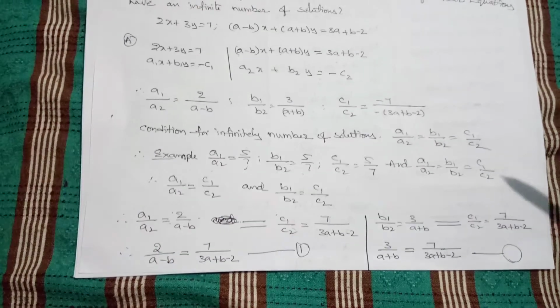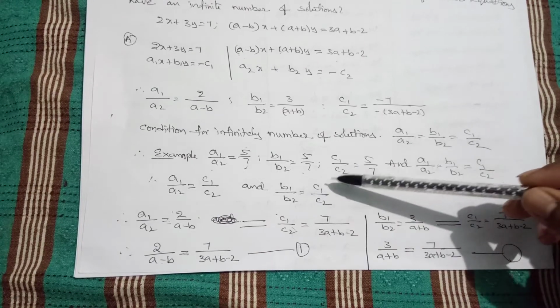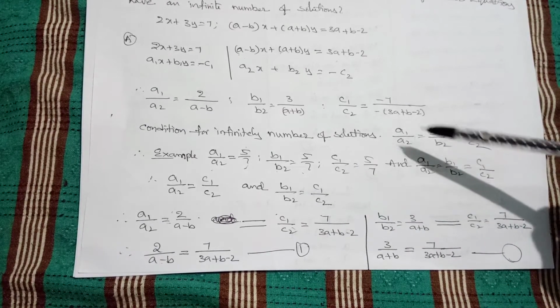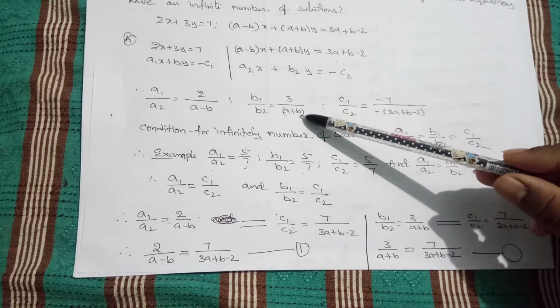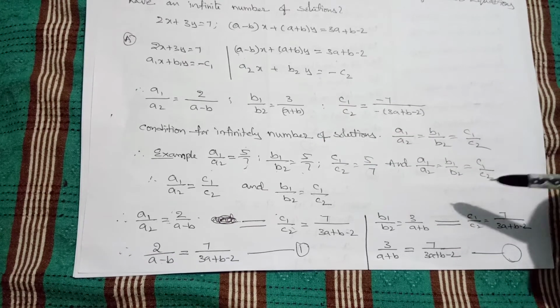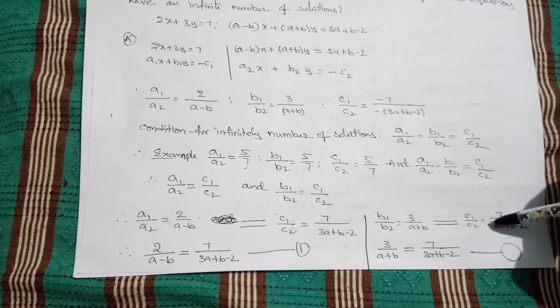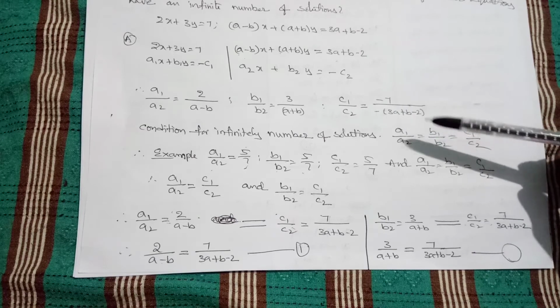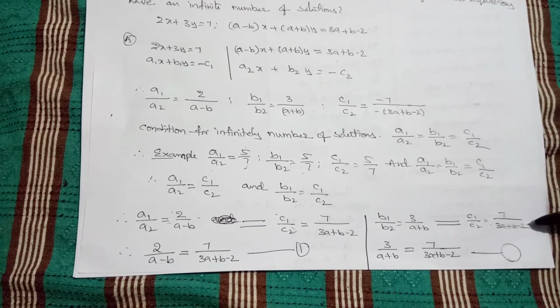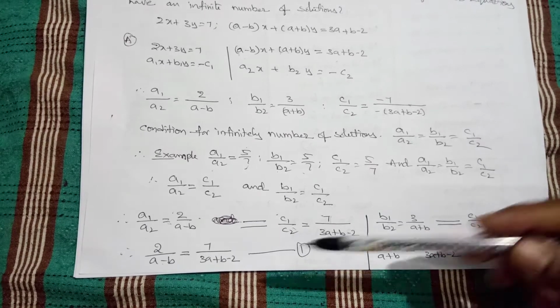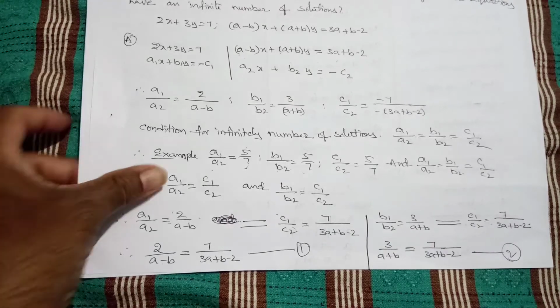Now here also b1 by b2 is equal to c1 by c2. So what is b1 by b2? Here, 3 by a plus b. And this ratio is equal to c1 by c2. What is c1 by c2? 7 by 3a plus b minus 2. Now, this is the second equation. The first equation and second equation, let's take them here.